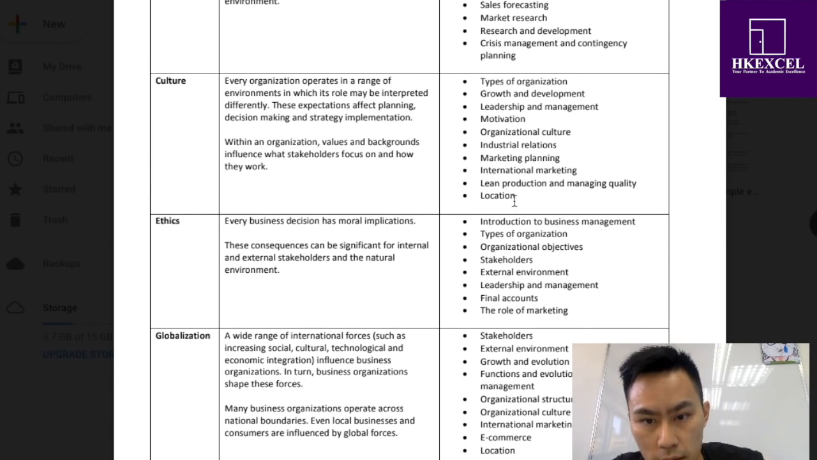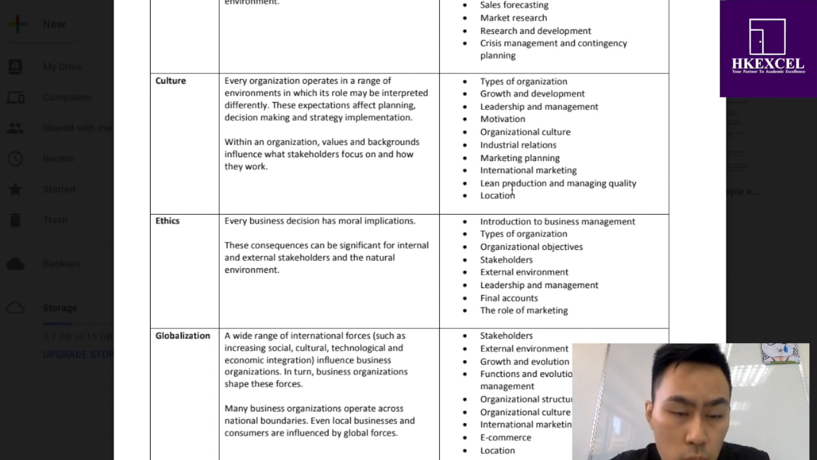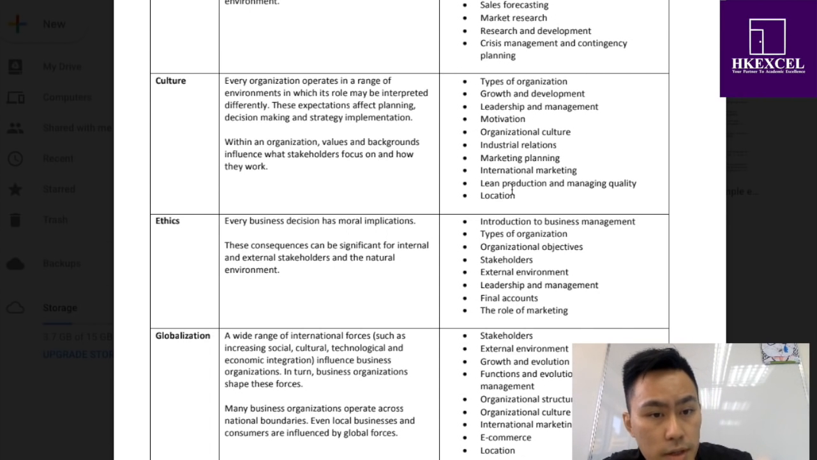And of course, location would also cause problems and changes in culture as well. For example, language difference, right? And also behavioral difference. For example, McDonald's in countries with a Muslim religion won't have a pork hamburger. That is just an example for you.